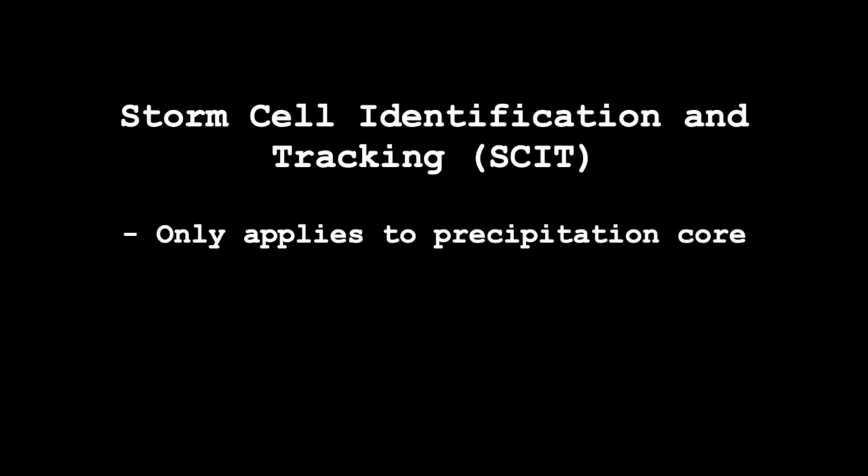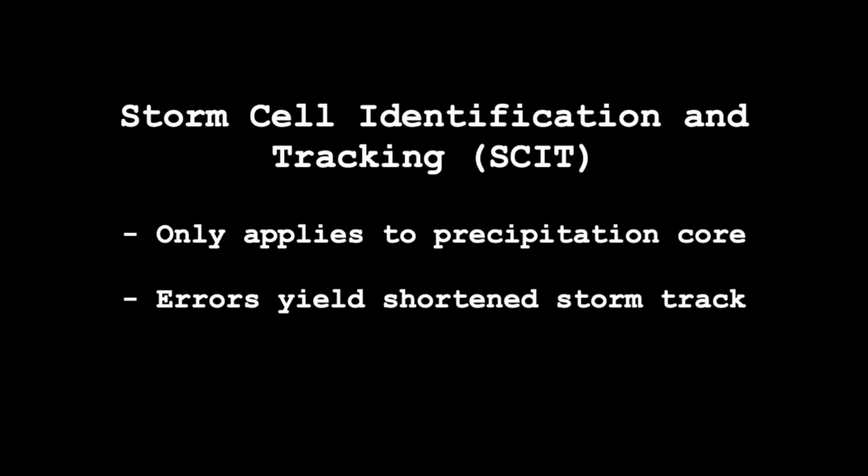Keep in mind that the storm track does not apply to mesocyclones and tornadoes, but rather solely to the storm's precipitation core. If errors in the storm track are calculated, the storm track will be truncated from 60 minutes down to 45, 30, or 15 minutes, depending on the magnitude of the error. So if you come across a shortened storm track, know that uncertainty exists in that storm's track estimation.